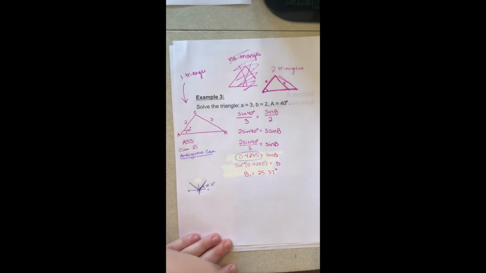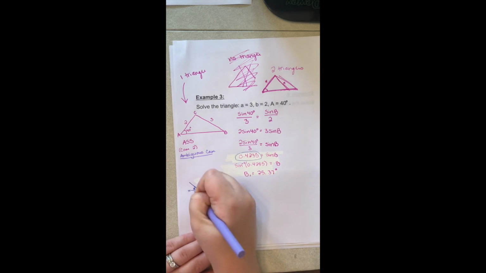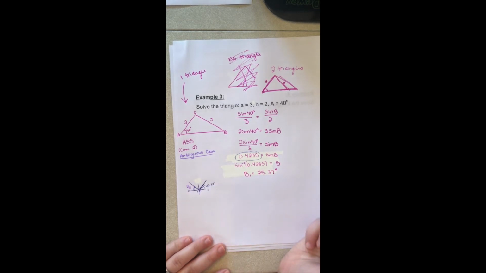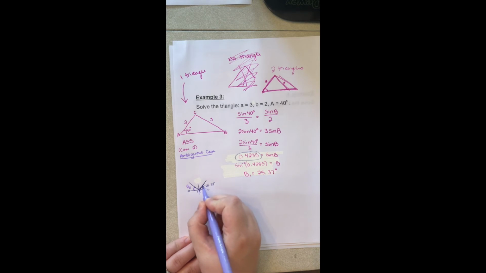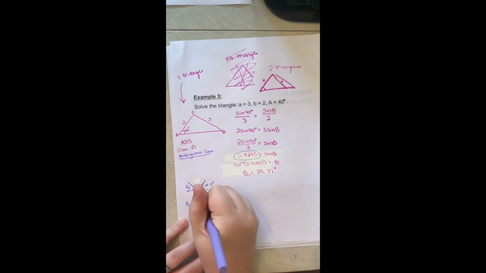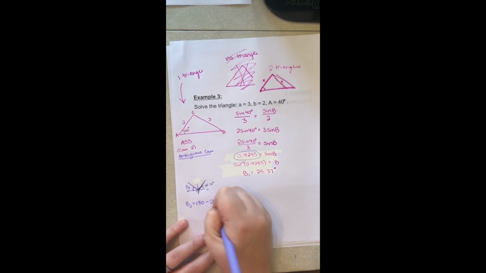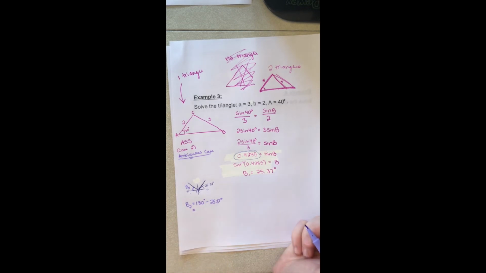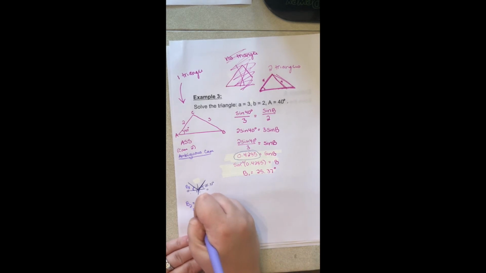So from here, what I really want to figure out is what this angle over here would be. And I'm going to label that angle B2. If B1 is 25.37, angle B2, if this other angle were to exist, would be 180, all the way to pi, minus that 25.37 degrees. Now, 180 minus 25.37 gives me a value of 154.63.